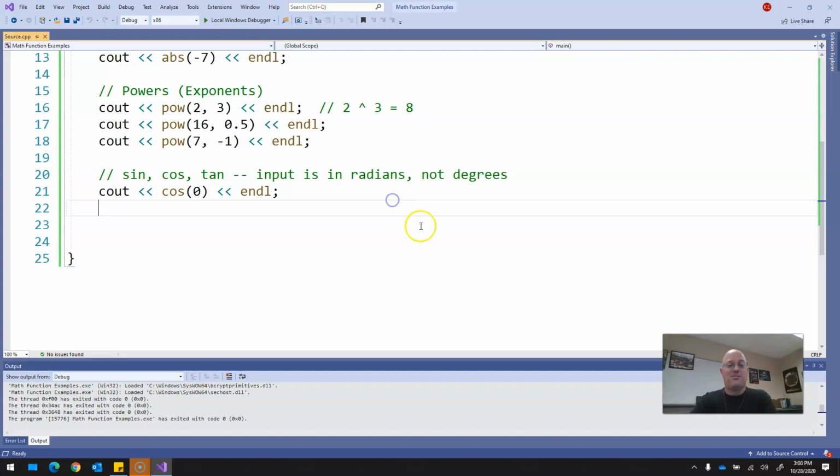What else? Well, there's also the ceiling and the floor.